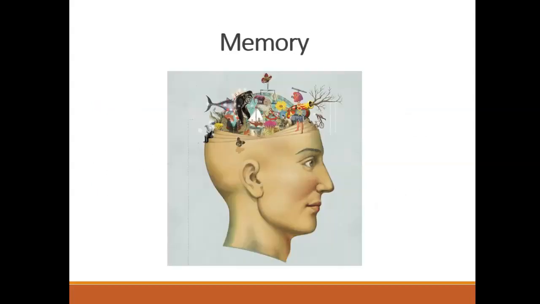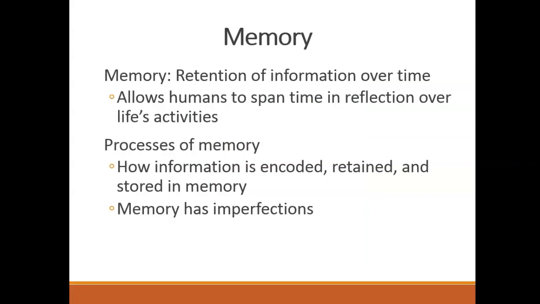All right, a little bit more going into memory. So we talked about attention. Let's talk about memory. Memory is the retention of information over time. So maybe you heard something, but whether or not you remember it depends upon whether or not you held on to that information over time. The processes of memory, which we mentioned briefly before, has to do with how information is encoded, retained, and then later stored. And memory has a lot of imperfections. We do not take snapshots with our mind. It's not like a computer where you save it and you pull it back up and it's identical before. There's a lot of things that can go wrong with it, and I'll mention those in a little bit.